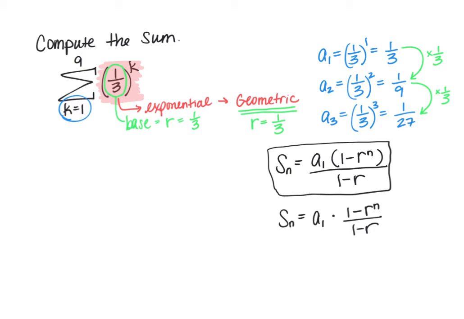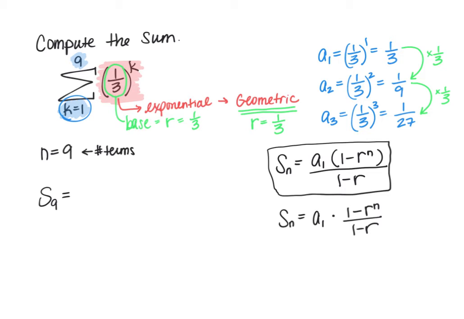So we need to figure out how many terms we are adding together. In this example, we are starting with k equals 1, and then we will substitute in 2, and then 3, and then 4, and on until we substitute in 9. So if we go from k equals 1 to 9, that is a total of 9 terms. So n is equal to 9. Remember, that's telling us the number of terms that we are adding together. So we're really going to be computing here the sum of the first 9 terms.